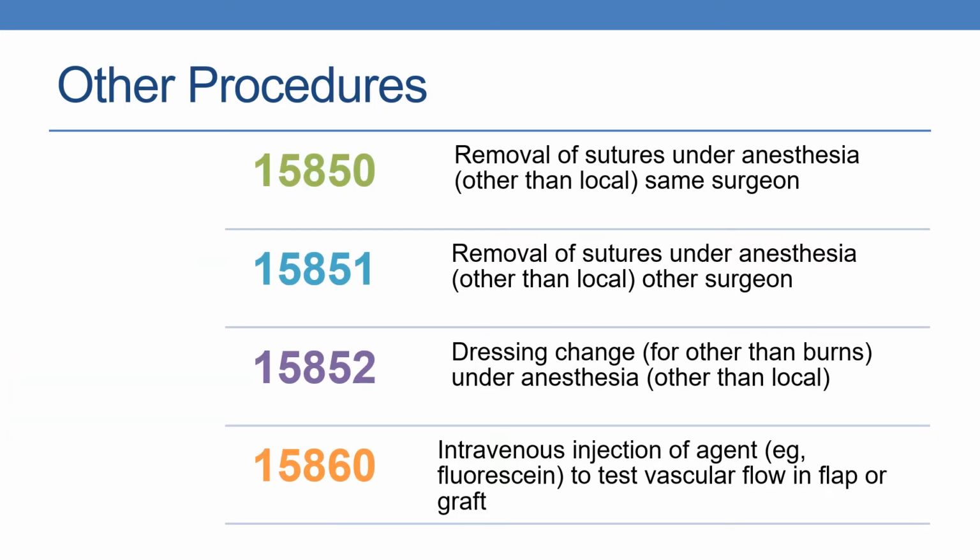Now coming to the next procedure, 15850. Removal of sutures under anesthesia other than local, same surgeon. The next is 15851. Removal of sutures under anesthesia other than local, other surgeon. Next is 15852, dressing change for other than burns under anesthesia other than local. The next is 15860, intravenous injection of agent, for example fluorescein, to test vascular flow in flap or graft.